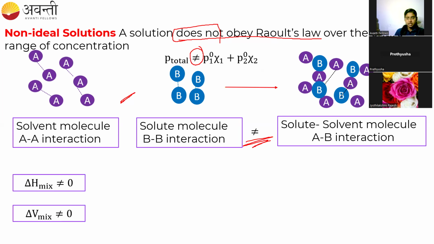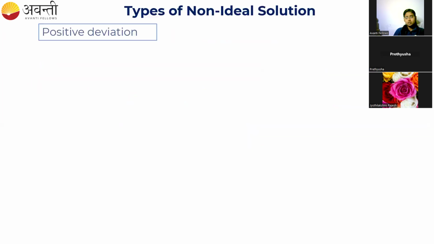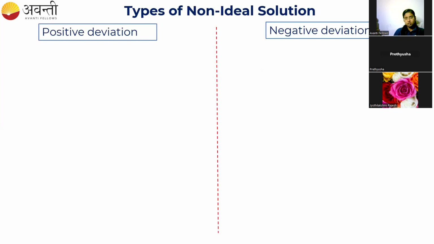Now, non-ideal solutions are classified into two types. One is with positive deviation, the other is with negative deviation. Non-ideal solution showing positive deviation and non-ideal solution showing negative deviation. In general, the attraction between AA, BB is not equal to AB. So that is for non-ideal solutions generally.